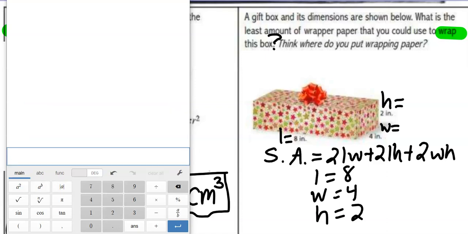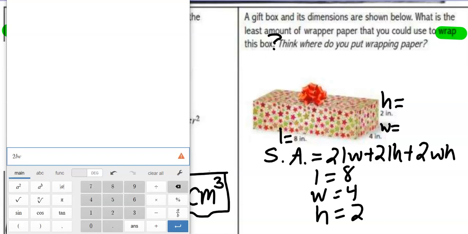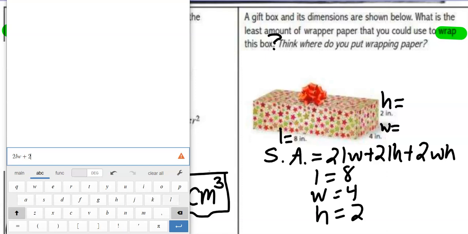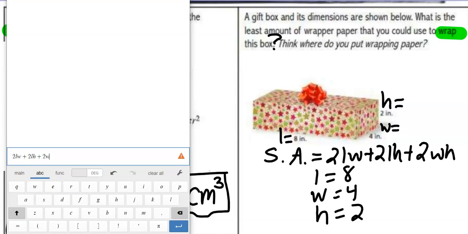I'm just going to put that in. It's going to be 2LW plus 2LH plus 2WH. And again, we want to double check that we typed our formula. Be careful that you're not using ones for L's. I know some of you were making that mistake earlier in the week.